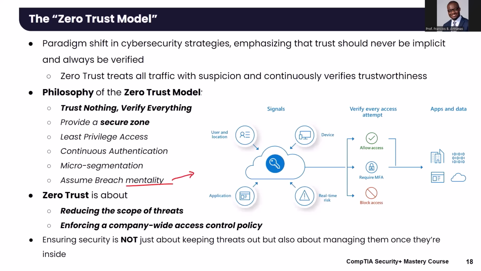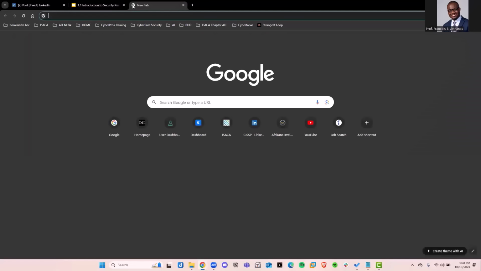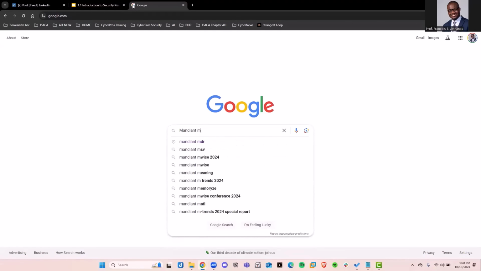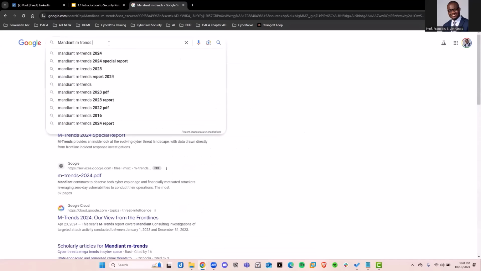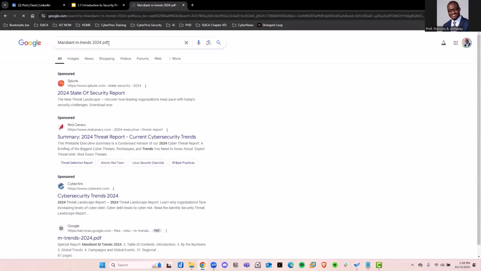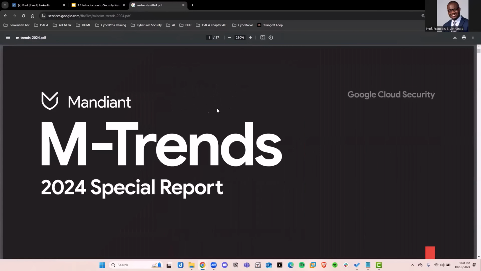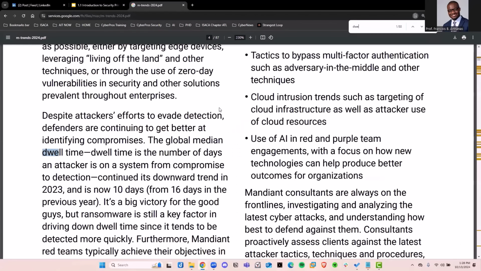When you read the research from Mandiant, every year they go in and give out a research report. Let me see if I can bring it up on Google here. All right, Mandiant M-Trends. Google bought Mandiant, by the way. 2024. Let me see if I'll get that PDF. If I don't, I'll probably put this in a research section. Here we are, right? They have this thing known as dwell time. There we go.